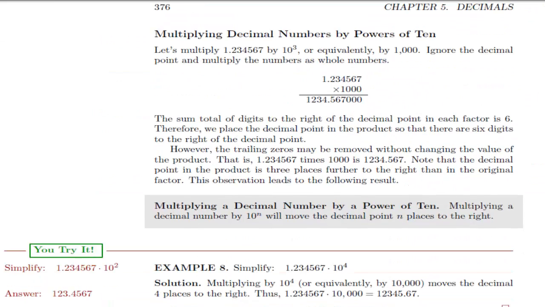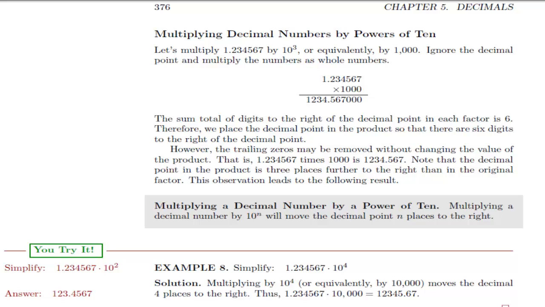Multiplying decimal numbers by powers of 10. Let's multiply the decimal number by 10 to the 3rd power, or equivalently by 1,000. Ignore the decimal point and multiply the numbers as whole numbers. The sum total of digits to the right of the decimal point in each factor is 6. Therefore, we place the decimal point in the product so that there are 6 digits to the right of the decimal point. However, the trailing zeros may be removed without changing the value of the product.